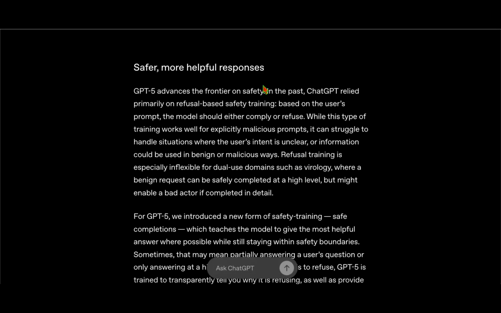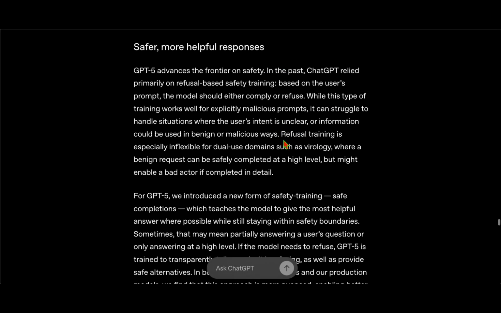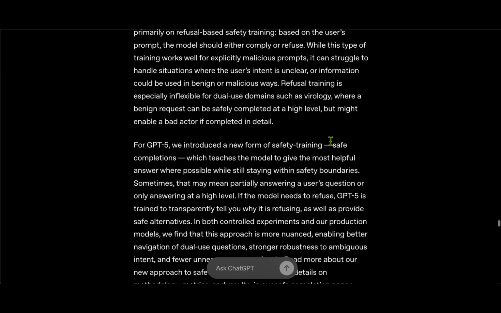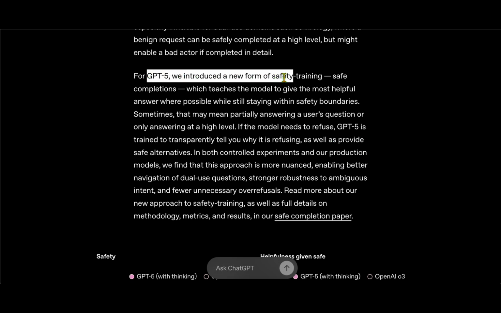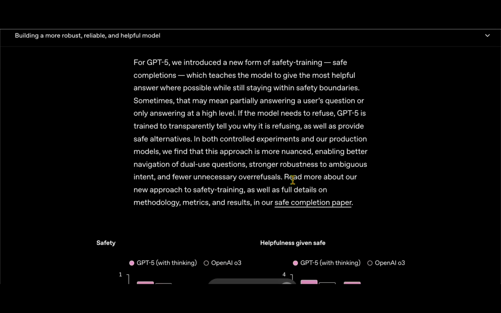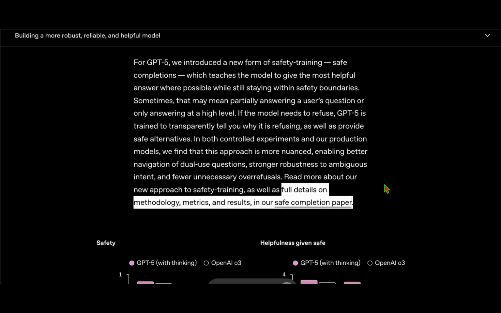Safer, more helpful responses. Obviously, safety is of utmost essence. Based on the user's prompt, the model should either comply or refuse. So with GPT-5, they have introduced a new form of safety training called safe completions, which teaches the model to give the most helpful answer where possible while still staying within safety boundaries. And they've also given full details on the methodology, metrics, and results in the safe completion paper.